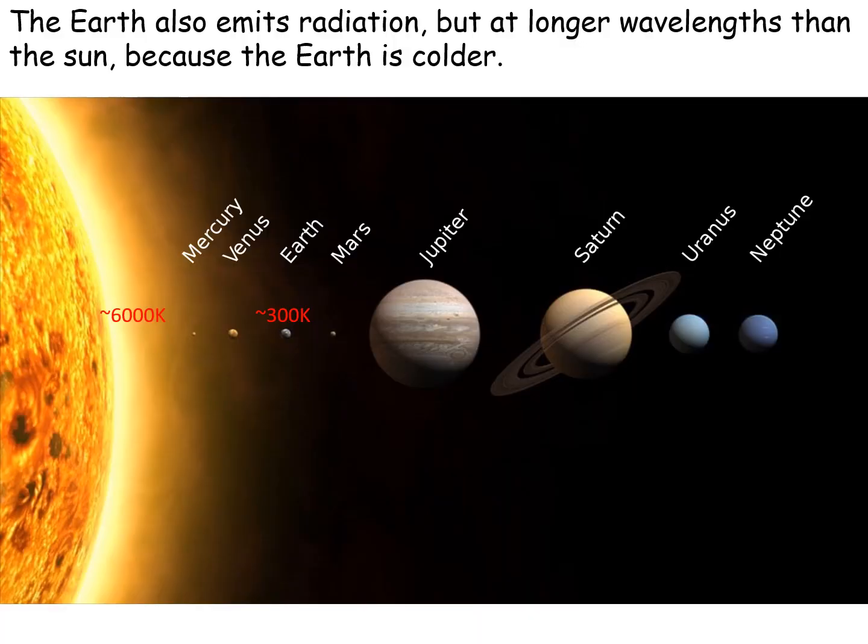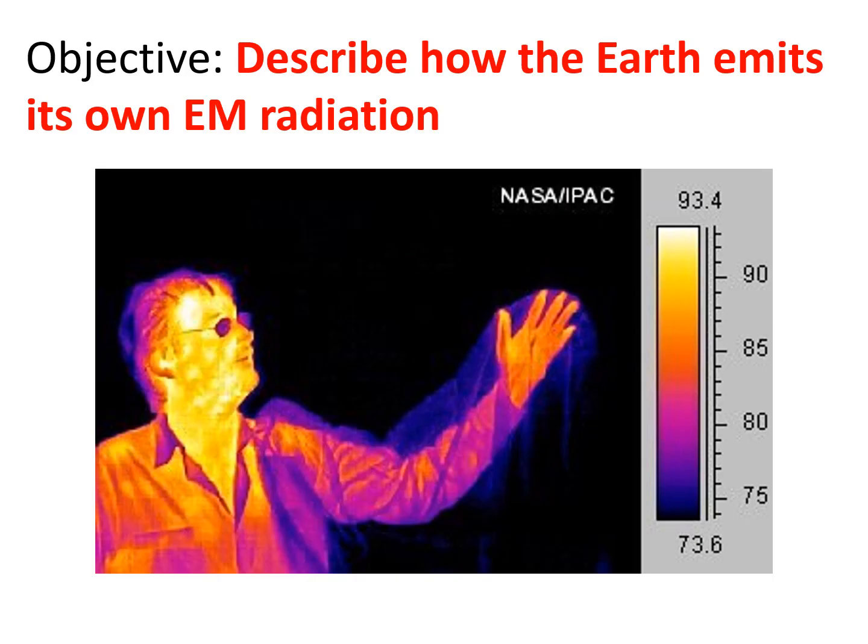Remember, the Earth also emits radiation, but at longer wavelengths than the sun, because the Earth is colder. So the next piece needed to describe why our climate is changing is to understand how and why the Earth emits its own electromagnetic radiation. Here's another example of a human emitting radiation as measured by a camera sensitive to infrared wavelengths. What would this image look like for the whole Earth?